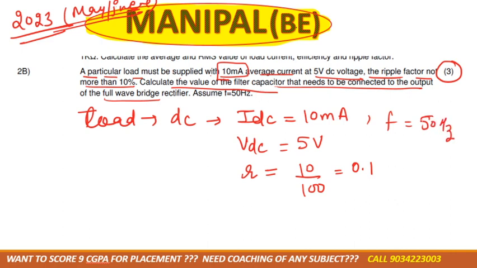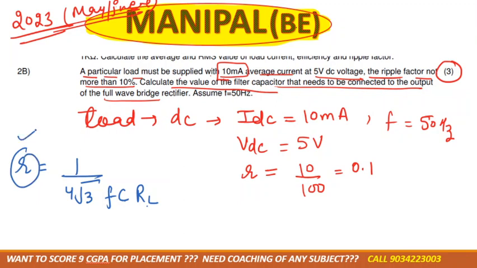is equal to 50 hertz, right? So we'll have a formula for that, that is gamma is equal to 1 divided by 4 root 3 F C R_L. F is the frequency, C is for capacitor, R_L is for the load resistance. So now gamma is given, right? Capacitor we need to calculate, frequency is also given, but we don't have R_L. Now we need R_L, correct?